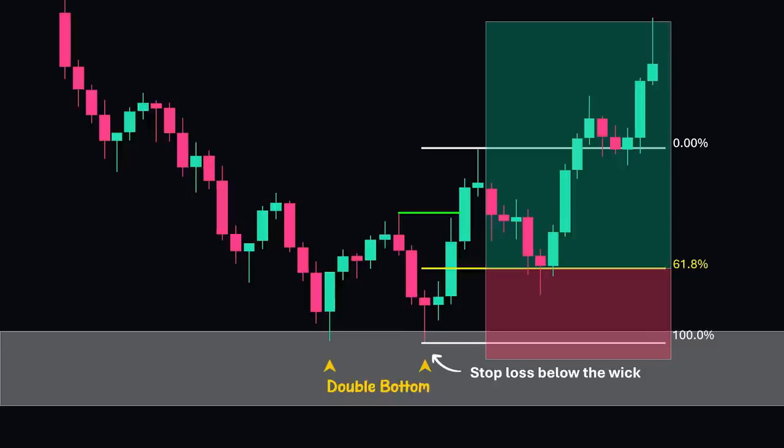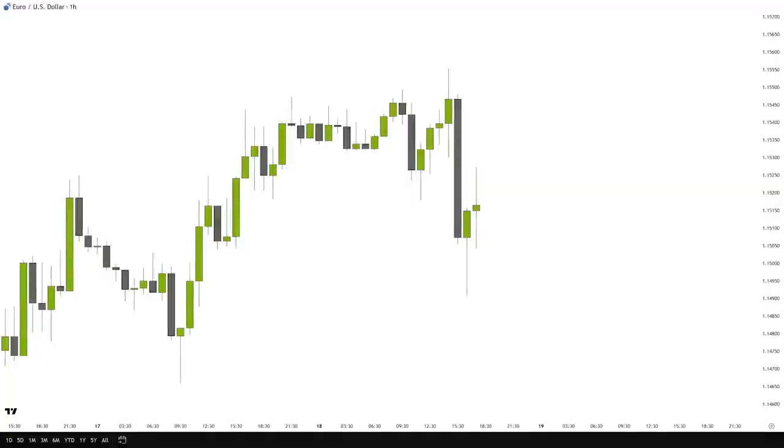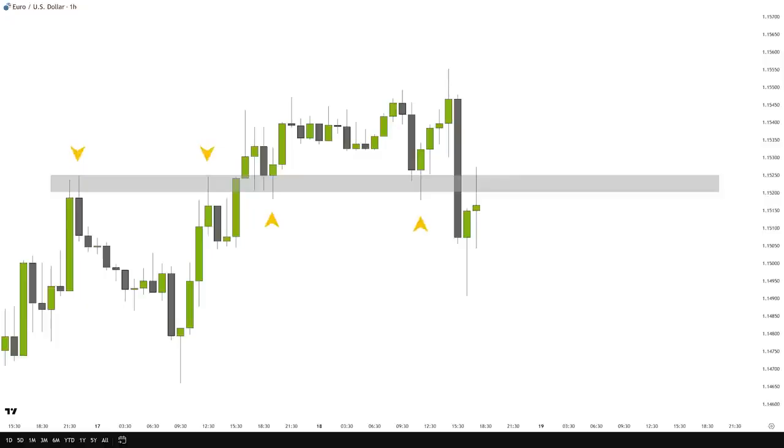Now let's look at a real chart example. Here we have euro-dollar on the 1-hour chart. If I draw a zone in an area, you can see that price has repeatedly reacted to it as both support and resistance. This tells us that it is a major market structure level that market participants are paying attention to. Recently, the price broke below this level and then pulled back into it.